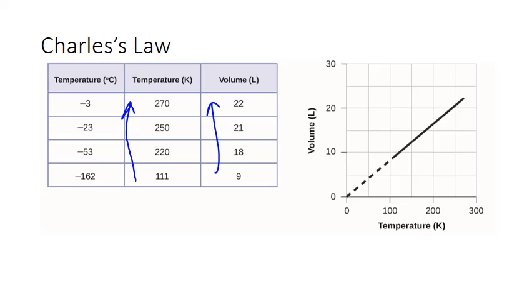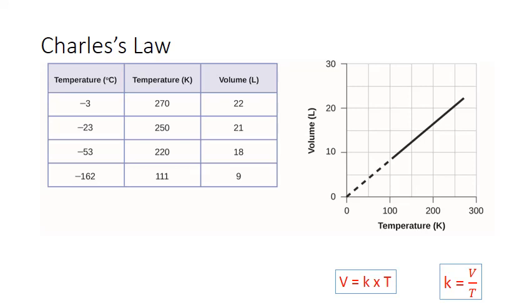And that leads us to a mathematical formula for Charles's law, that is volume equals a constant value K, which represents the slope of the line, times temperature. And so as temperature increases, so must volume. And another common way of representing this is, again, volume divided by temperature for a gas of fixed amount and fixed pressure will always equal the constant value K.